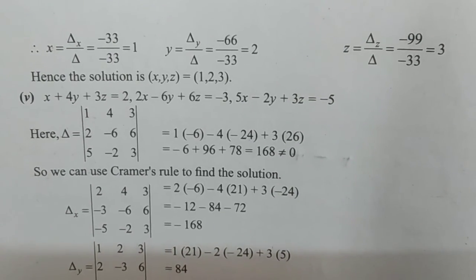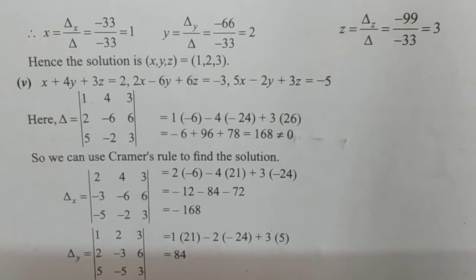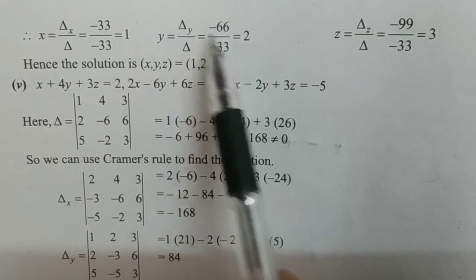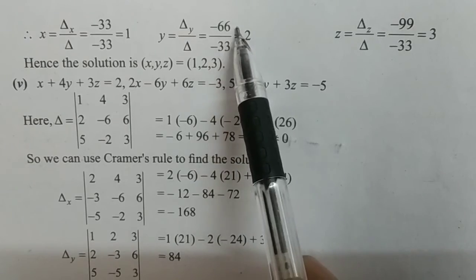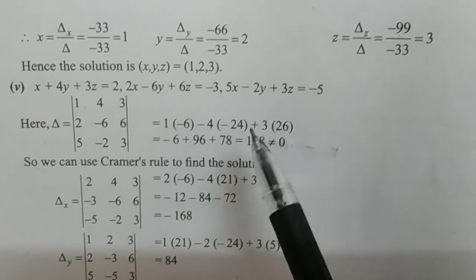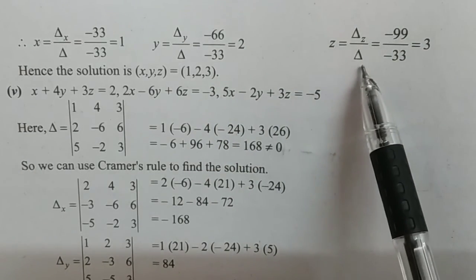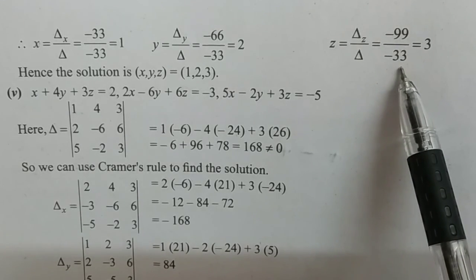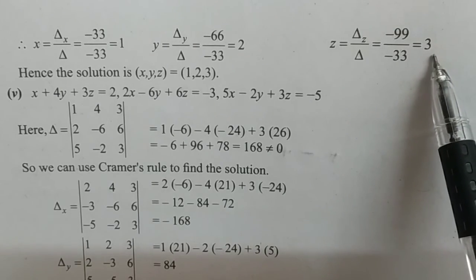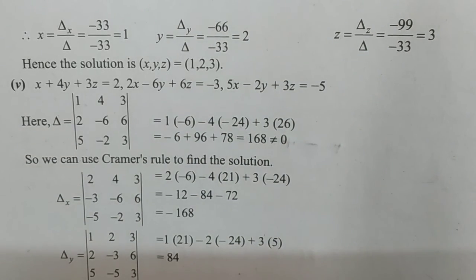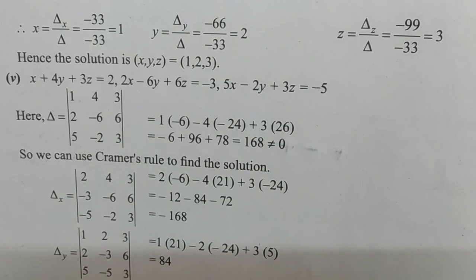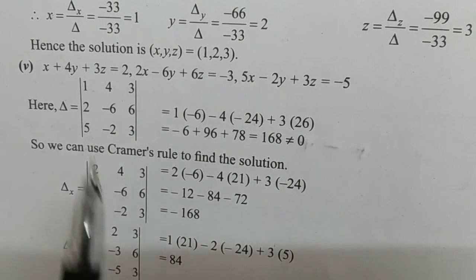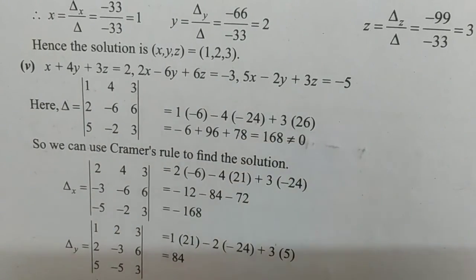So x is equal to delta x divided by delta, minus 33 divided by minus 33 equals 1. y equals delta y divided by delta, minus 66 divided by minus 33 equals 2. z equals delta z divided by delta, minus 99 divided by minus 33 equals 3. So the solution x, y, z is 1, 2, 3. Similarly, solve the problem for question number 5.